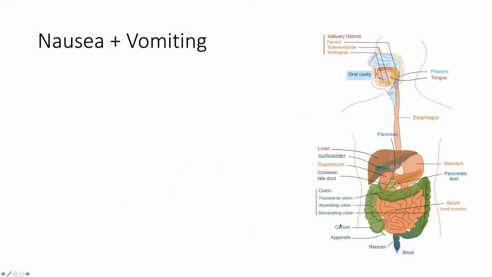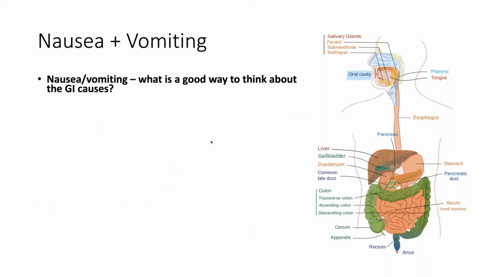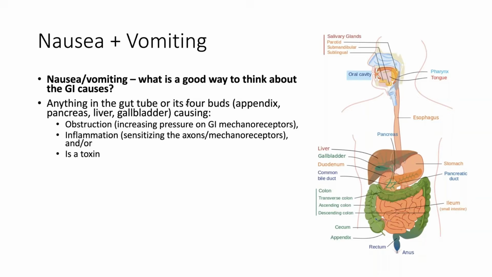Yeah, that's cool. Nice. So Matan, what is a good way to think about the GI causes? Let's sum it up. The GI causes of nausea and vomiting. It's a good general way: causes of inflammation, or what else? Obstruction. Yeah, basically anything in the gut tube or its buds that causes obstruction, so increasing pressure, inflammation, in other words increased sensitivity, or a toxin, right? You've got to throw that in there. It's the GI tract. But basically obstruction, inflammation, or a toxin, which is cool.